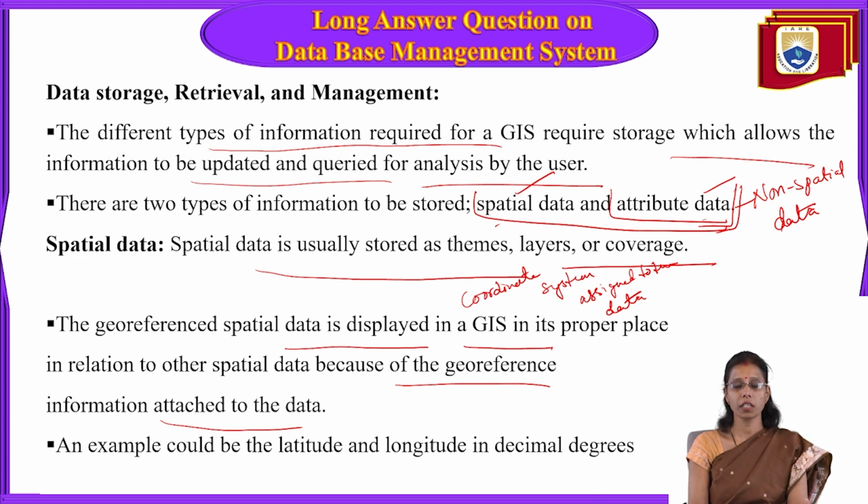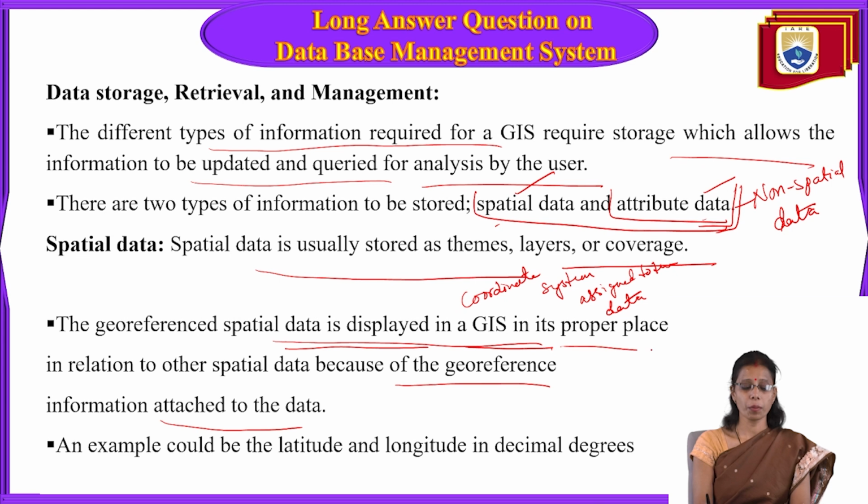Georeference means that when you assign the exact locations to the map, those locations help us assign the coordinates to the map. Once you assign the coordinates to the map, the data will be easily fixed to its location. So georeferenced data, spatial data, all this type of information will be saved in the GIS database, in the proper place and in relation to the other data, because of the georeference information attached to the data.